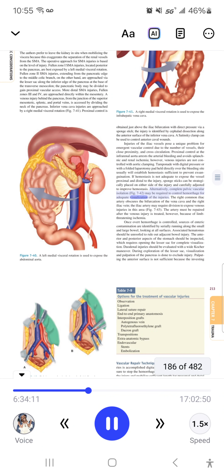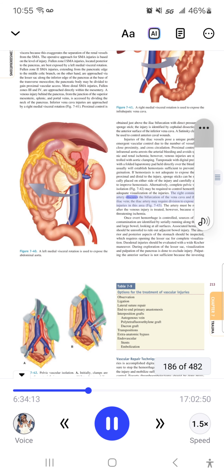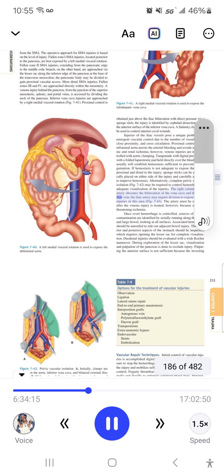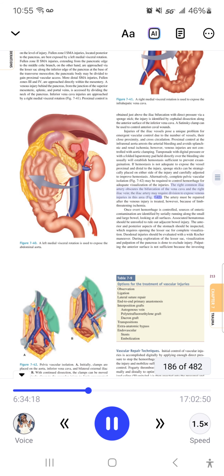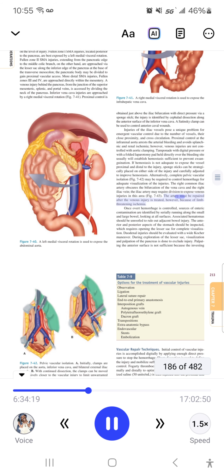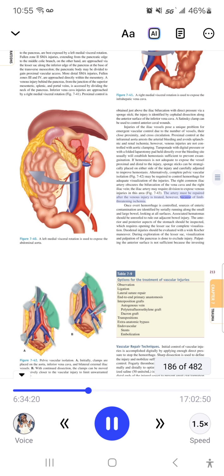Hemorrhage for adequate visualization of the injuries. The right common iliac artery obscures the bifurcation of the vena cava and the right iliac vein. The iliac artery may require division to expose venous injuries in this area. Fig. 7-43. The artery must be repaired after the venous injury is treated, however, because of limb-threatening ischemia.